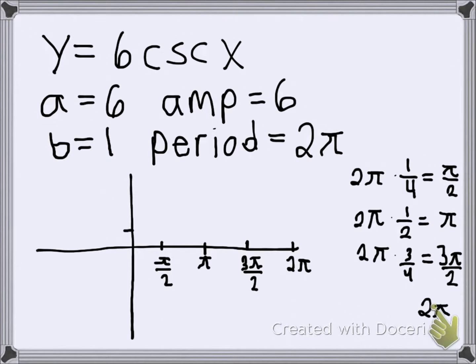Since your A is 6, you're going to start up 6 points, and down 6, 4, 5, 6. Now, since the sine curve starts at 0, you want to start at 0 and draw out the sine curve.